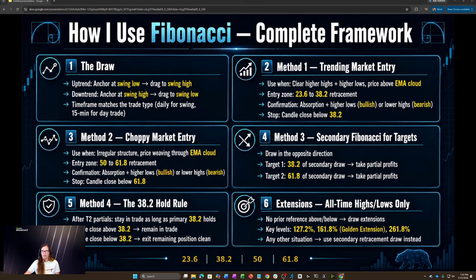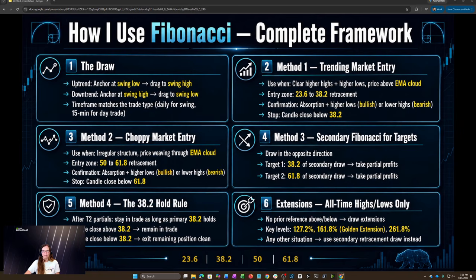All right, traders, let me bring this all home, okay? This is your opportunity to take a screenshot if you want all the framework in one screen, okay? One tool, 4 specific applications. The draw is the same every time. The market condition determines which zones you use for entry. The secondary draw gives you your targets. The 38.2 tells you when to stay in and when to let go.